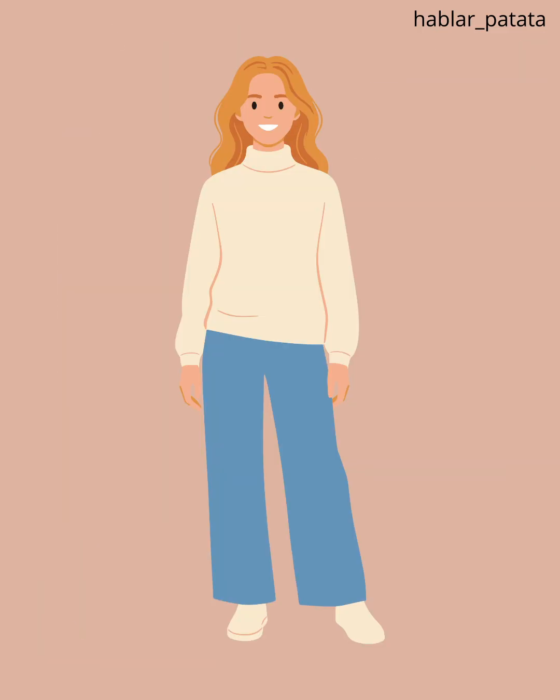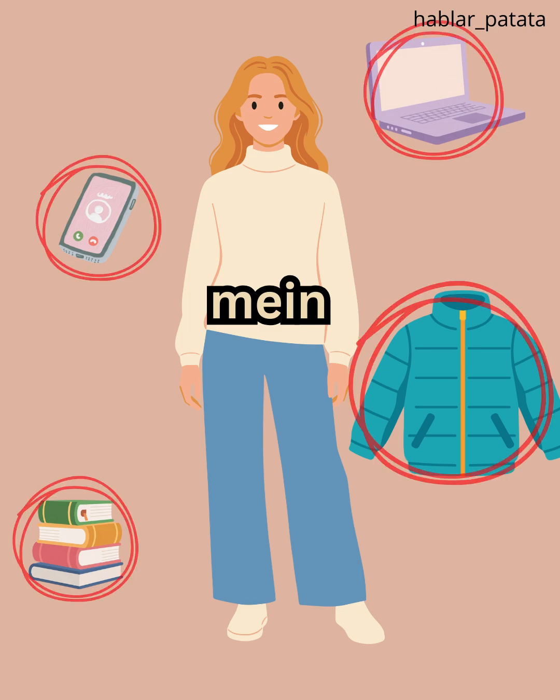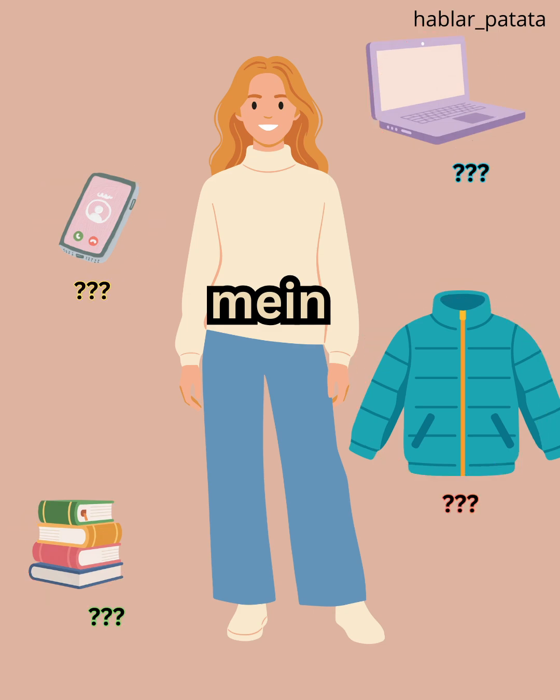Let's imagine that the person in the picture is me, and these are my things. The Possessivartikel for ich is mein. That's the first piece of information I need to know. Next comes the person or thing that belongs to me. Here I need to know the grammatical gender.